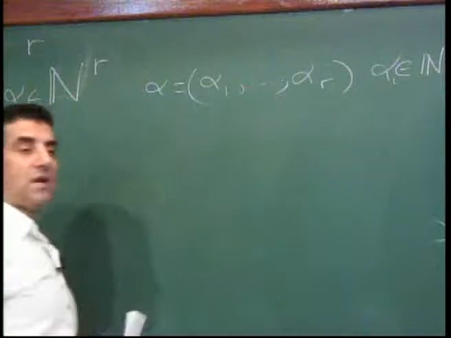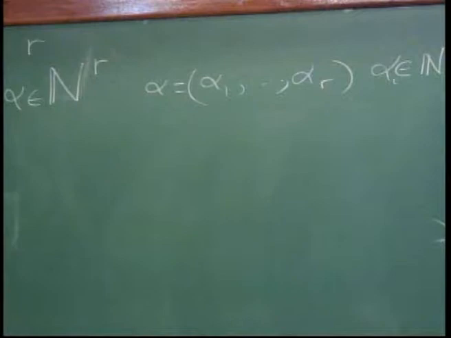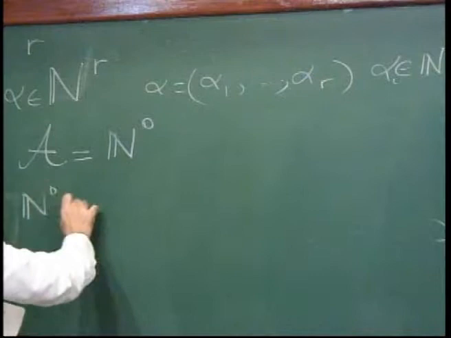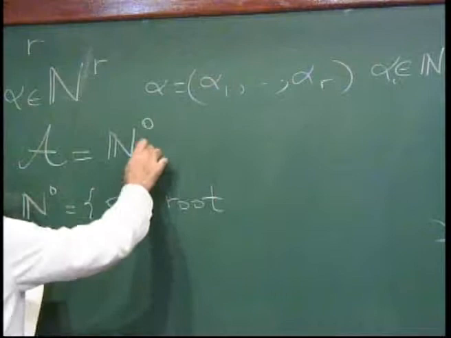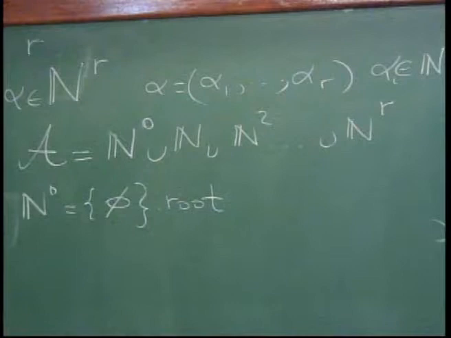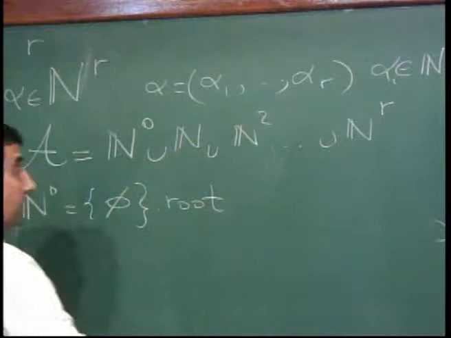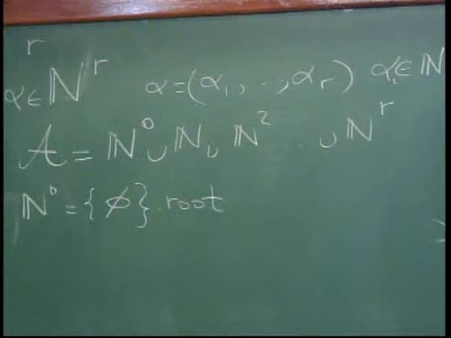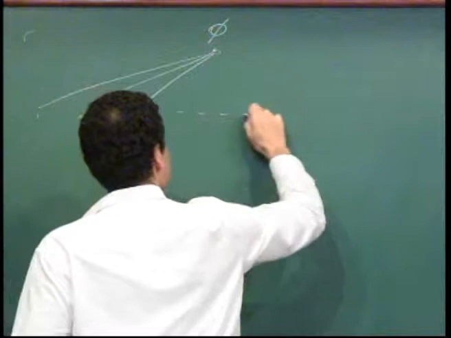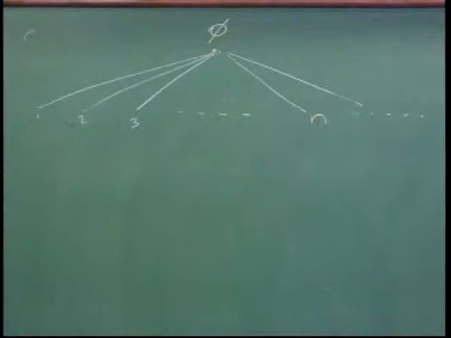This doesn't look like a very interesting object, but I want to look at this as the leaves of an infinitary tree. Okay, so how do I do that? I look at the set A, which is N to the power 0. N to the power 0 for me would mean simply one point. It will be the root of my tree. I look at this, union N squared, etc., union N to the r. And now I look at this as a tree. So let me draw this so that you can see that. I have a root, and of course it's impossible to draw infinite trees, but here I have the integers: 1, 2, 3, ..., N. So this is N to the 0 and this is N.